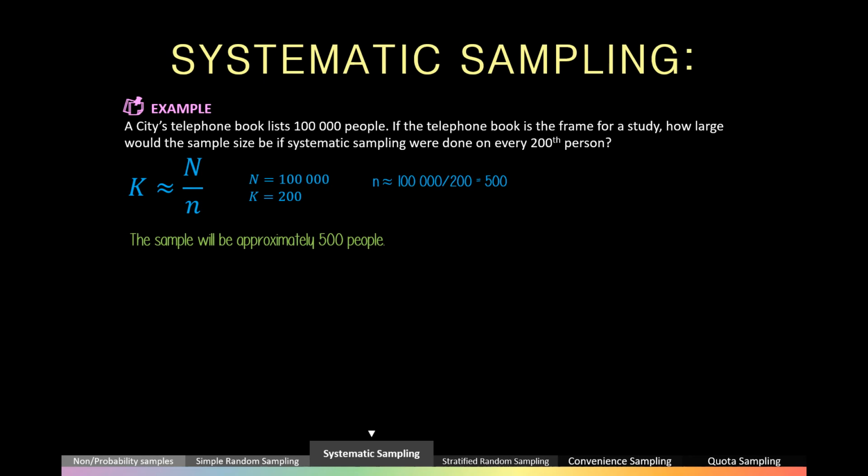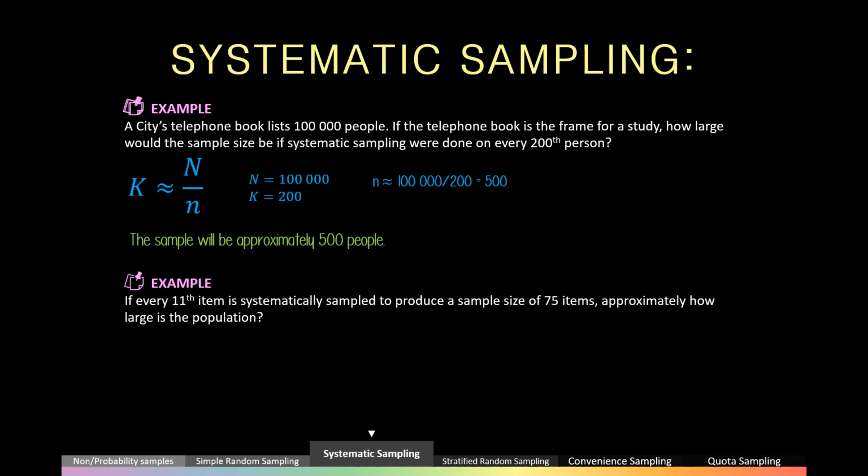You can probably see where I'm going with this. Because we only have three variables, being k, your population, and your sample, there's only three types of questions that you can get on this section. Okay, so our final example is if every 11th item is systematically sampled and you've produced a sample of 75 items, approximately how large must the population be? We've been told that our sample is 75 and that k is 11, change the subject of the formula, and we can see that our population needs to be approximately 825 items.